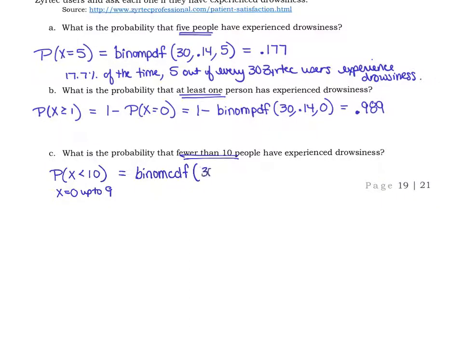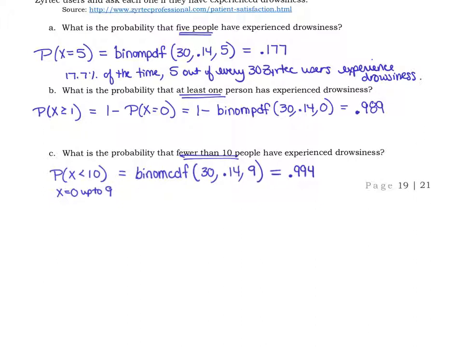So we've got 30 people in our trial, 14% chance that they get drowsy, and we want our calculator to add up that nobody gets drowsy all the way up to 9 total people get drowsy. And here you should come up with a result of 0.994.